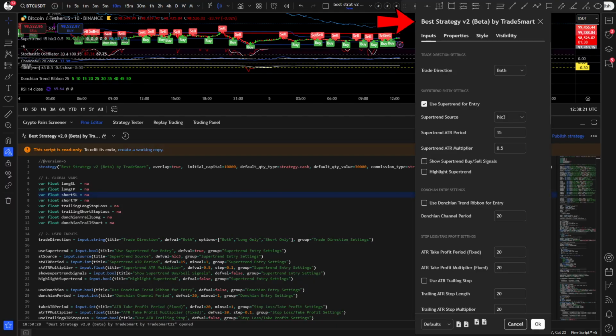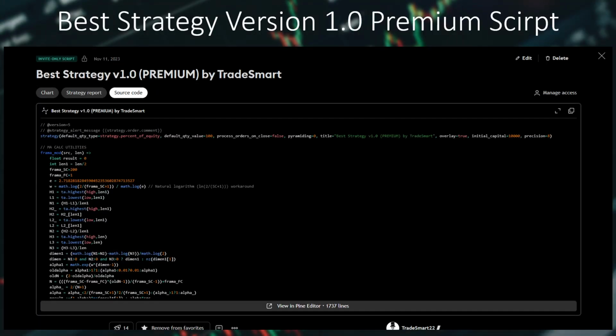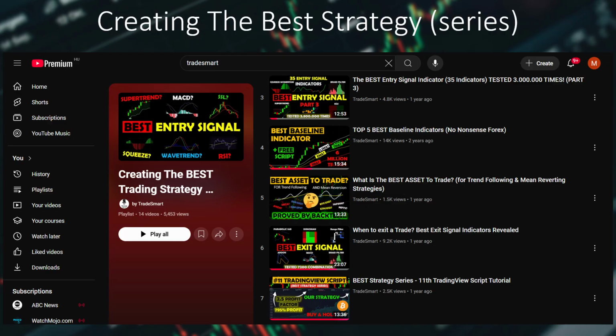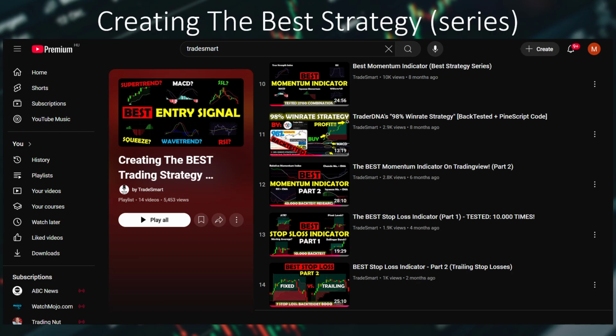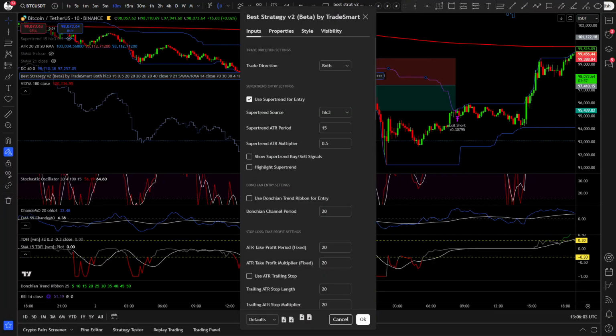In the last few weeks, I was working on coding a new version of the Best Strategy script. If you are not familiar with the Best Strategy version 1 script, that script focused on bringing together all the best indicators from our Creating the Best Strategy series. In that series, I researched dozens of indicators for different purposes, like entry, exit signal, stop loss, baseline, momentum filter, and so on. Since the version 1 script got released, I made many new videos for this series, so I thought it's time to put together the version 2.